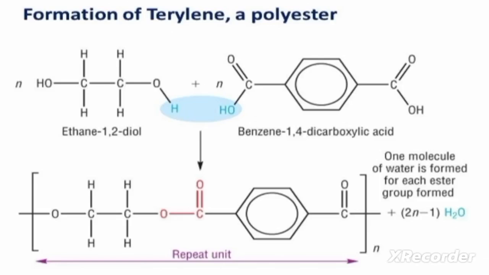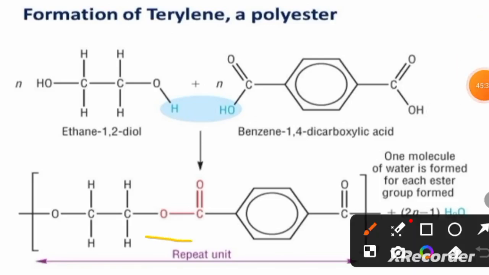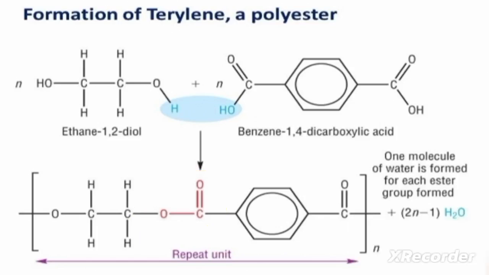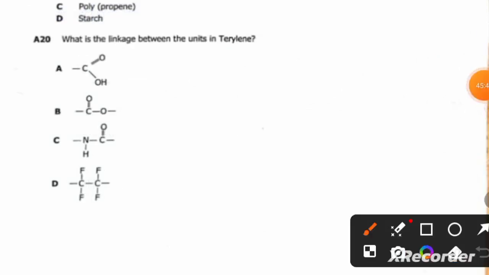So therefore, we can see that the connecting link is here. So this is the connecting link. So which one is showing this connecting link? The one that is showing this connecting link is this one. So therefore, our correct answer is B.